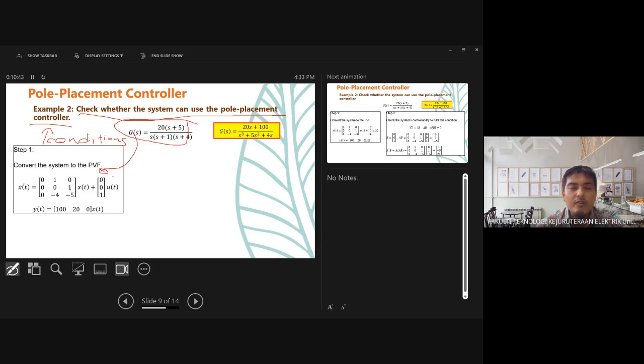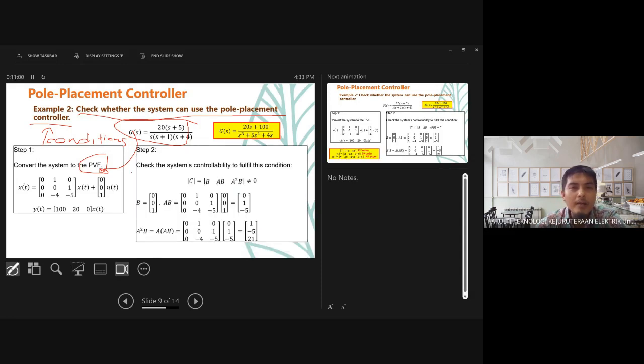You need to refer to Dr. Halim's slide for how to convert from this transfer function to the phase variable form. If you need to know how to do it, I will explain it to you next week. Okay. And then step number 2, you need to check the system controllability to fulfill this condition.